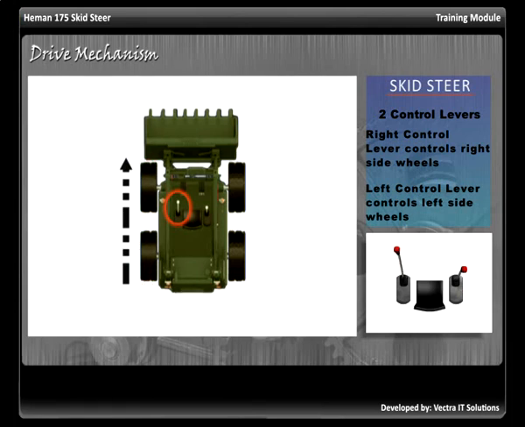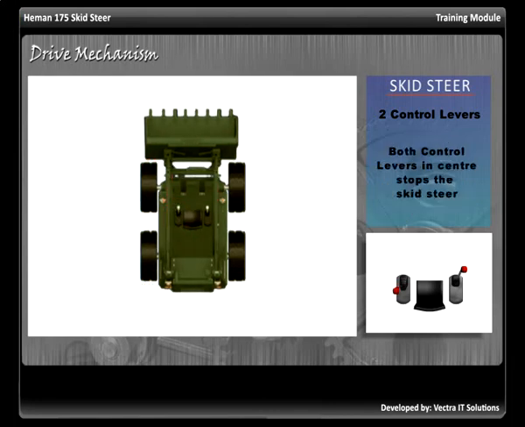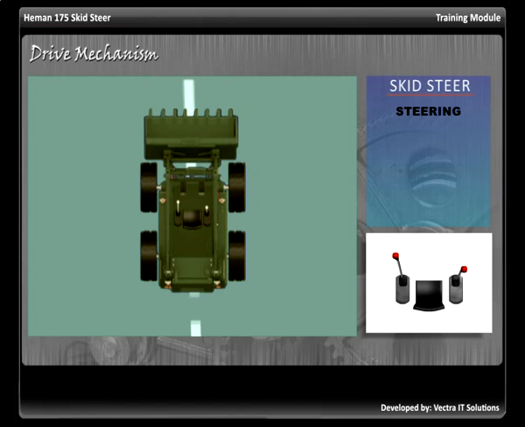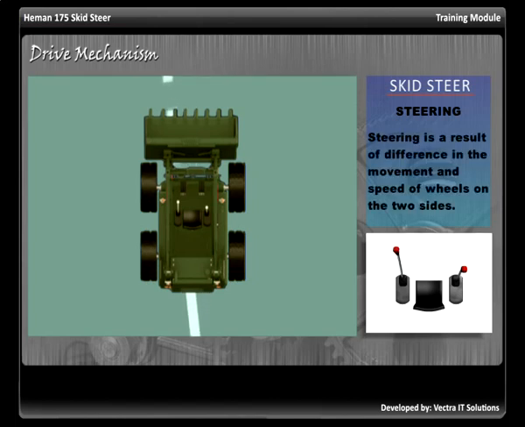Similarly, moving the left control lever forward moves the pair of wheels on left side of the vehicle in the forward direction. Moving the left control lever backwards moves the pair of wheels on left-hand side in the reverse direction. Bringing the control lever to the center stops the movement of the wheels on the respective side. Steering or turning movement is obtained by driving the pair of wheels on one side of the vehicle in one direction, while the second pair of wheels is either in a neutral condition or driven in the opposite direction.